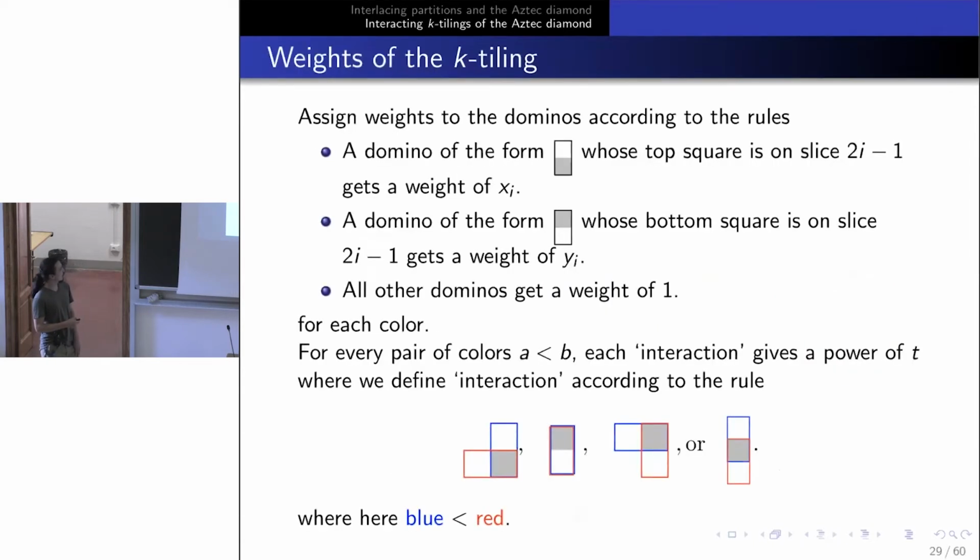So now let's assign weights to these tilings. We'll have the same vertical domino weights as we had before. So we'll have the same bias between vertical and horizontal, but we're going to add an interaction term to the different tilings. So now, whenever we have a pair of colors A less than B, we're going to say that we get an interaction that gives a power of T if, when you superimpose the tilings, the configurations locally, you get a configuration that looks like this. Where here, blue is the smaller color and red is the larger color.